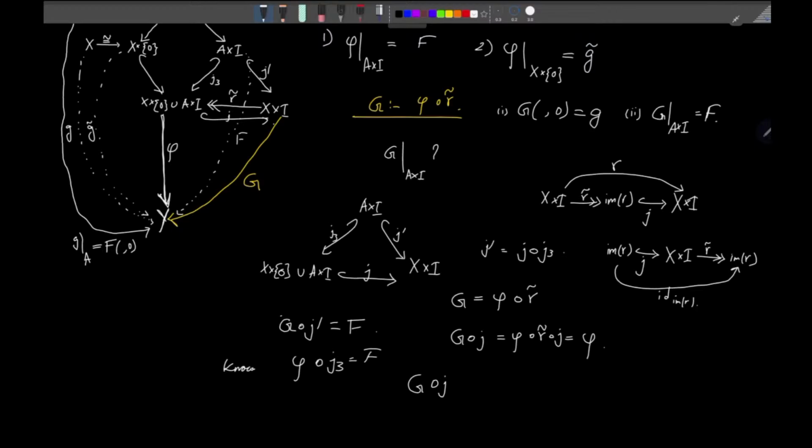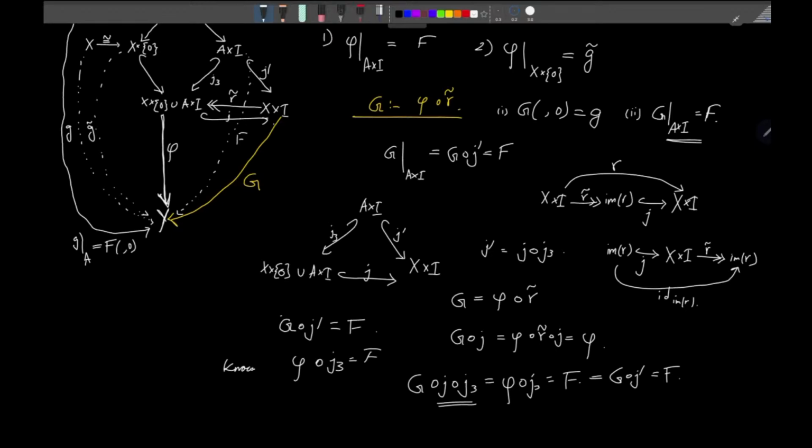So G composed with J composed with J3 is equal to phi composed with J3, equal to F. And what is J composed with J3? That is precisely J dash. So G composed with J dash is equal to F. And as we saw, by what a restriction really is, this restriction is really just G composed with J dash, and that we saw is equal to F. Therefore, the second part of it is done.